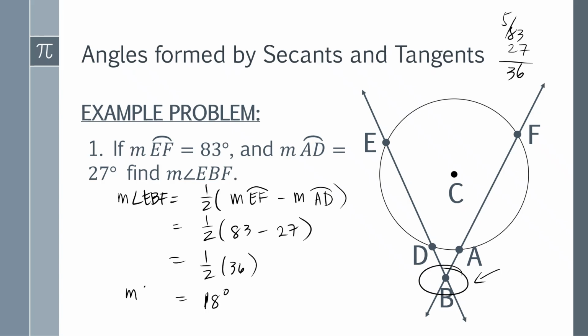So therefore, angle EBF is equal to 18 degrees. So this is your final answer. Remember, when the intersection is located outside again, meaning you have to subtract the intercepts. You have to subtract the intercepts.